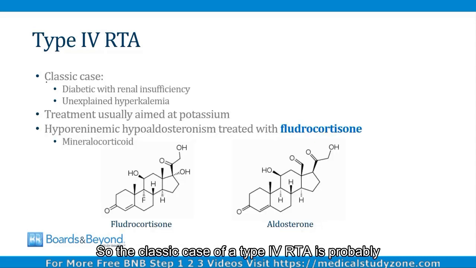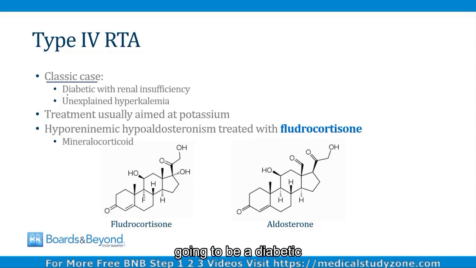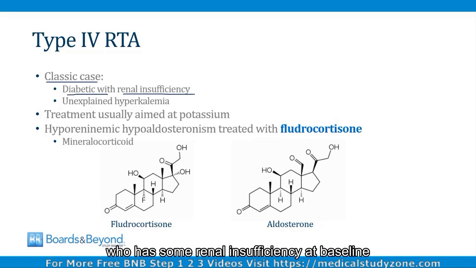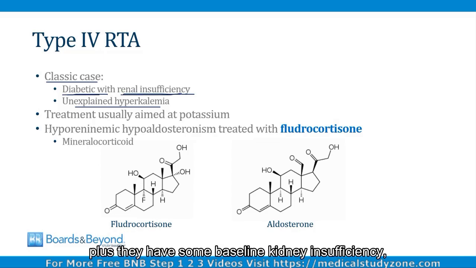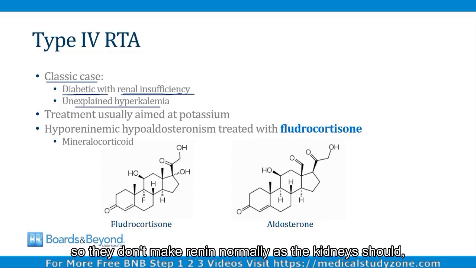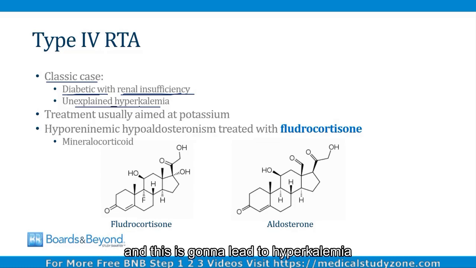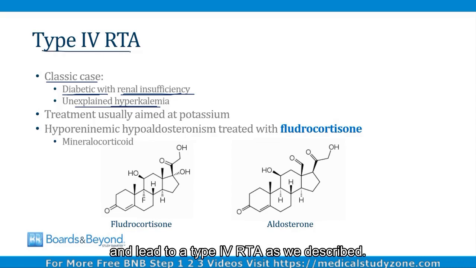So the classic case of a type 4 RTA is probably going to be a diabetic who has some renal insufficiency at baseline, and this patient has unexplained hyperkalemia. What's happening here is this patient has hyporeninemic hypoaldosteronism. The diabetes is suppressing renin production, plus they have some baseline kidney insufficiency, so they don't make renin normally as the kidneys should. And this is going to lead to hyperkalemia, and that will suppress ammoniogenesis and lead to a type 4 RTA as we described.